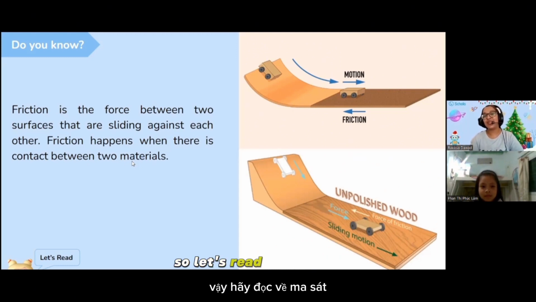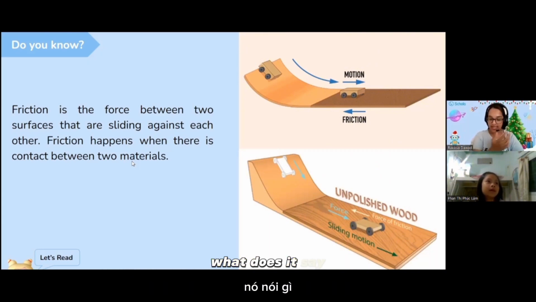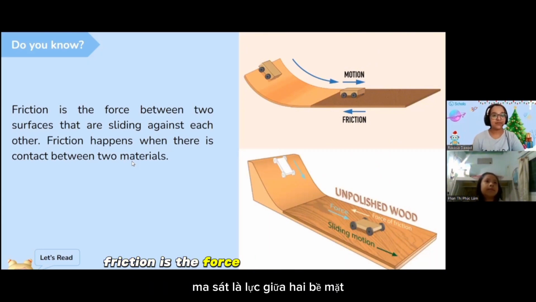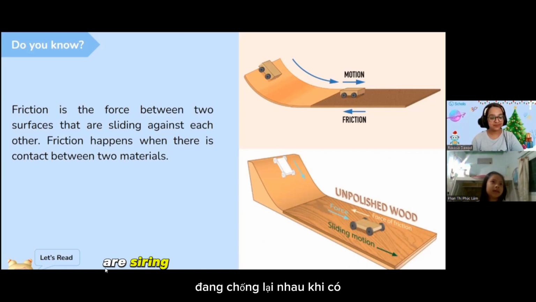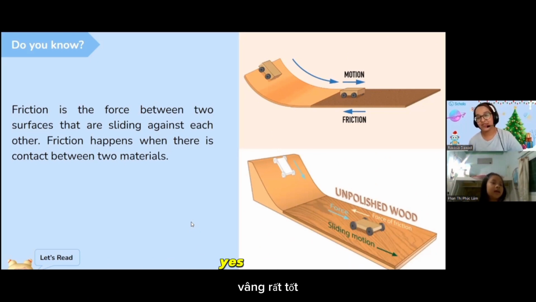All right, so let's read about friction. Can you read the information here for me, please? What does it say? Friction is the force between two surfaces that are sliding against each other when there's contact between two materials. Okay, yes, very good.